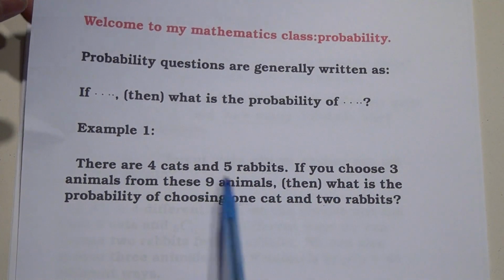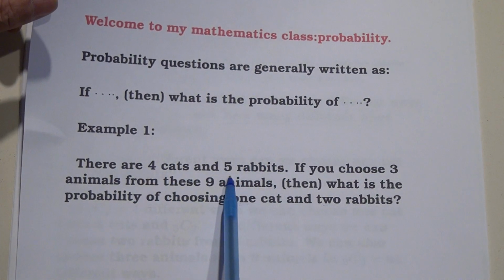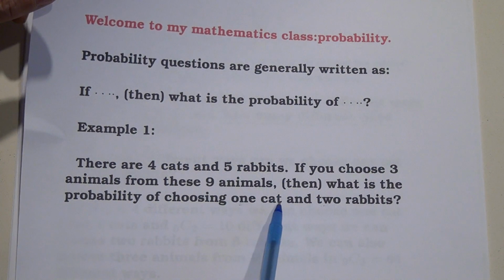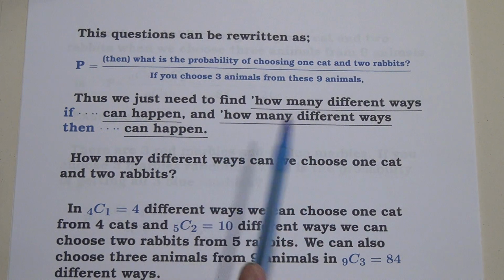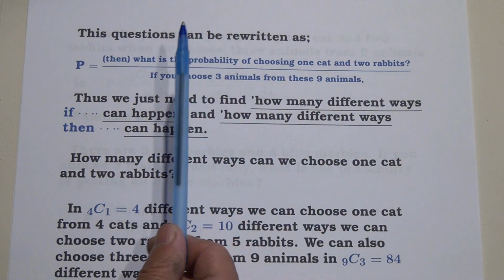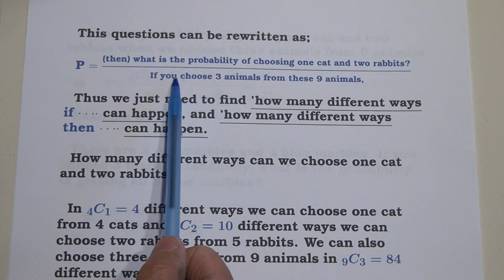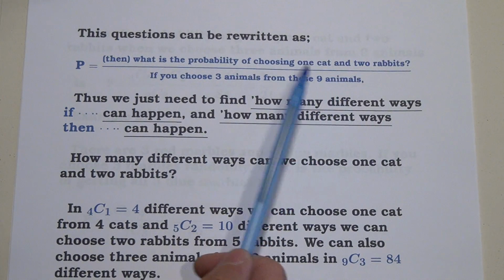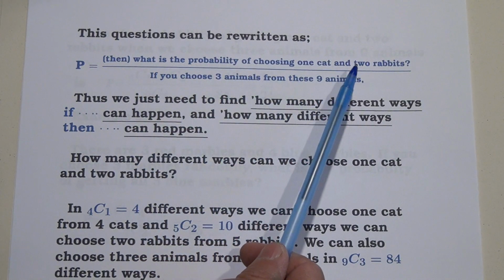If you're not sure, stop the video and read it one more time. 4 cats and 5 rabbits, total 9. From here you choose 3. Then what's your chance of getting 1 cat and 2 rabbits? Normally probability questions are written with an if statement. In this case, if you choose 3 animals from these 9 animals, then what is the probability of choosing 1 cat and 2 rabbits?